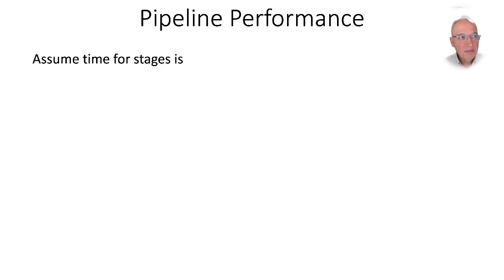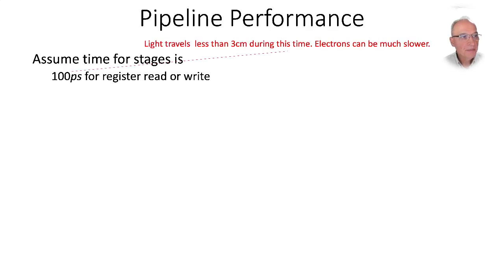The performance of my pipeline, if I assume that the time for the stage is 100 picoseconds for register read or write. So if you wanted to put that in perspective, the light travels less than 3 centimeters during this time. Electrons are much slower than that.